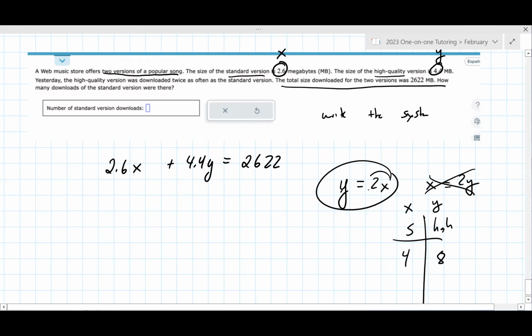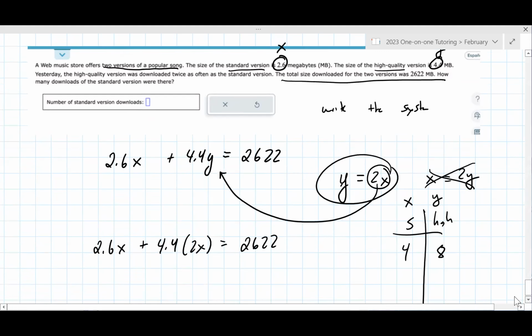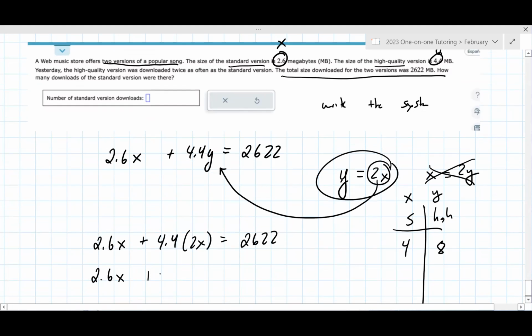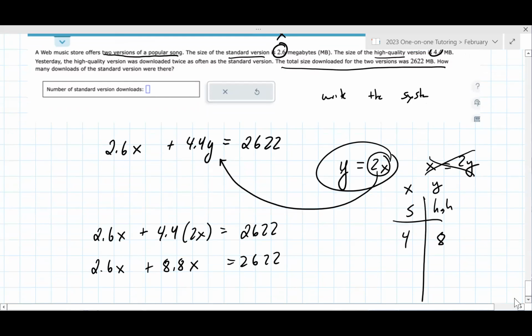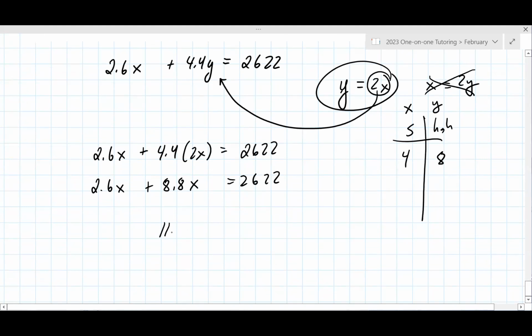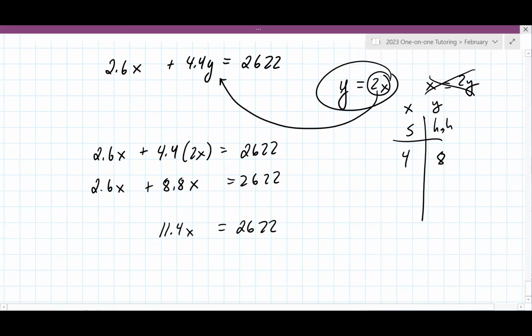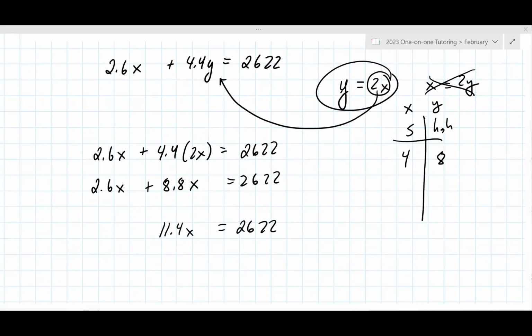You're going to put the 2x into the y. So 2.6x plus 4.4 times 2x equals 2622. Okay. And then distribute. So that's, let's see here, 11.4x equals 2622. Then you're going to divide. And that's 230. And what you have to be really careful of is whether that's actually what it's asking for.